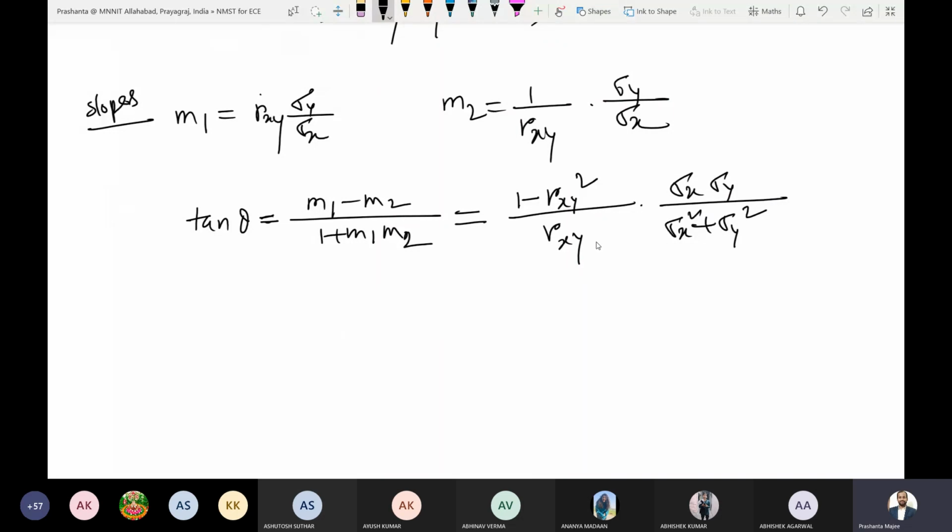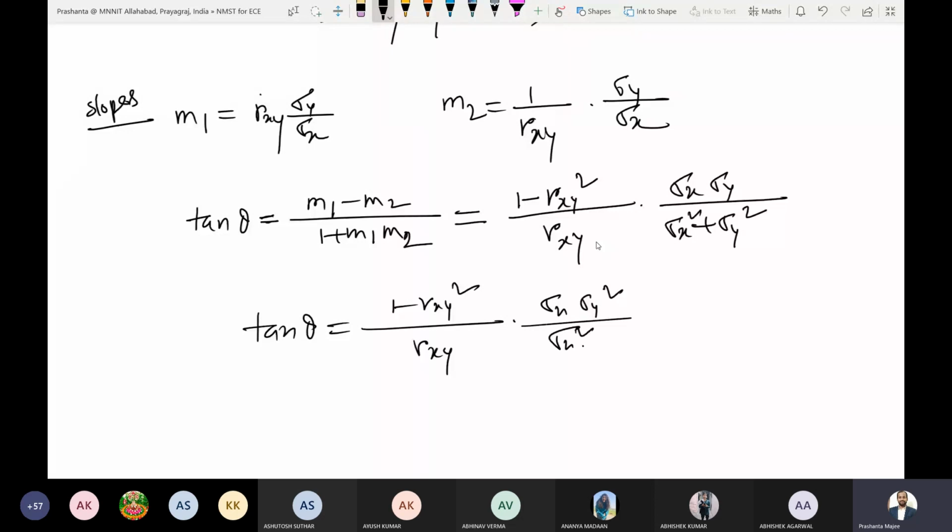Let me write it down one more time. So tan theta equals 1 minus rxy square by rxy, into sigma x sigma y by sigma x square plus sigma y square.